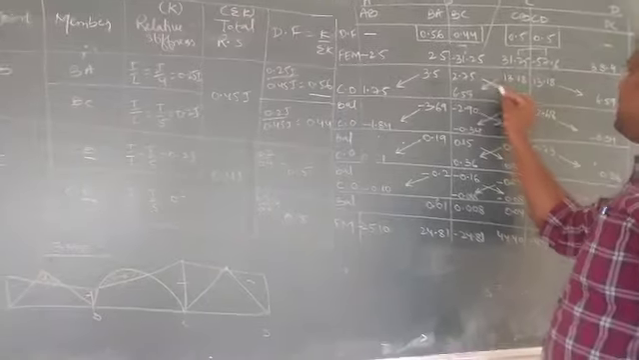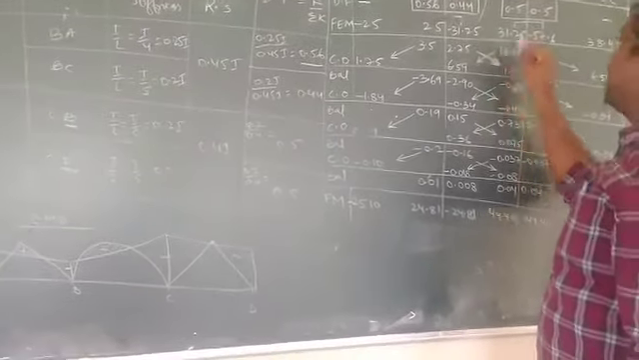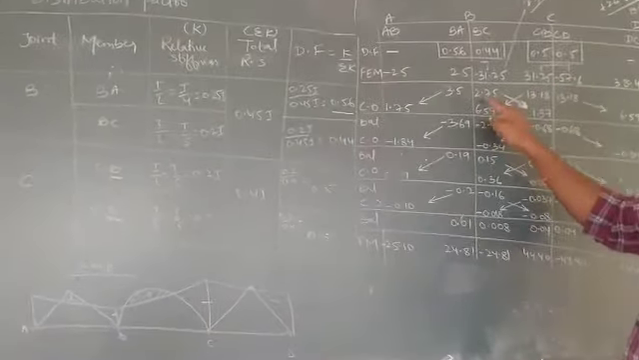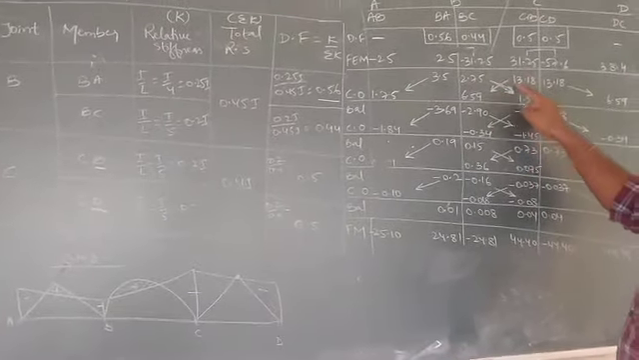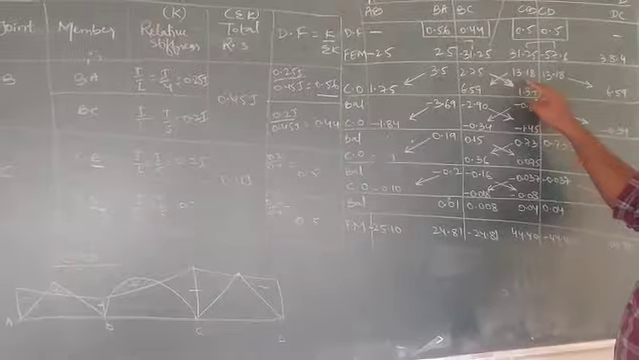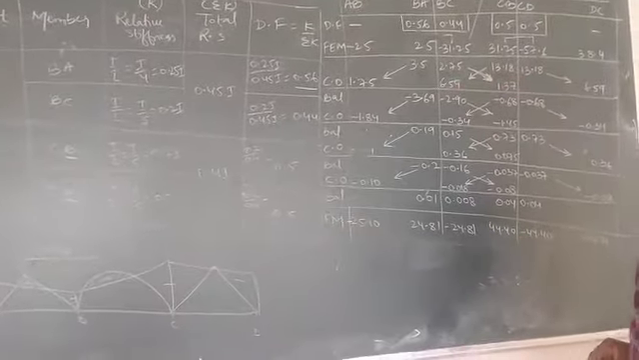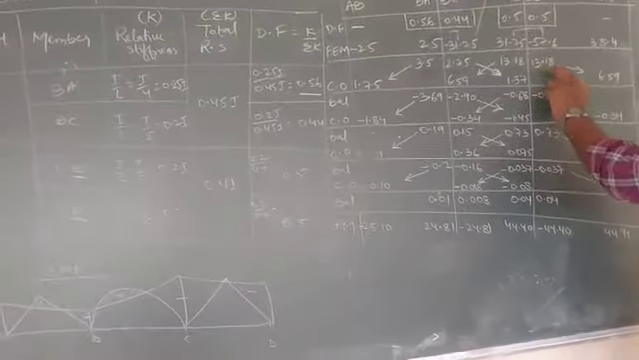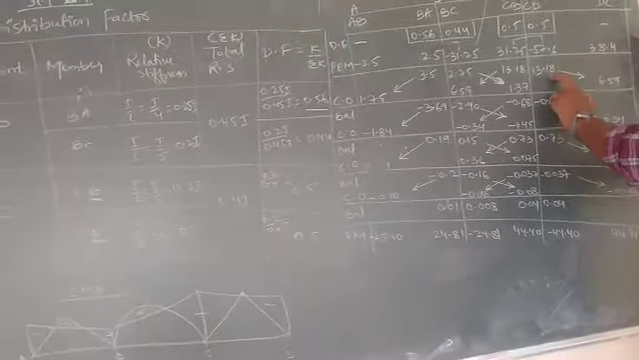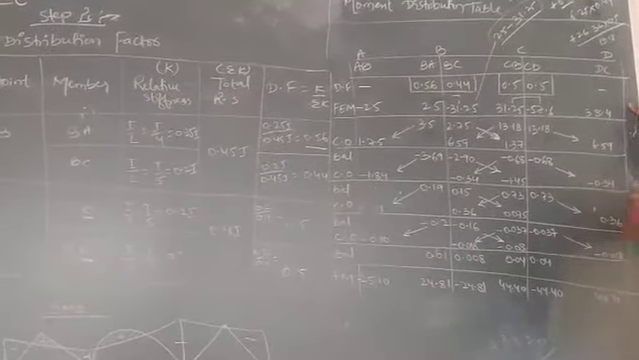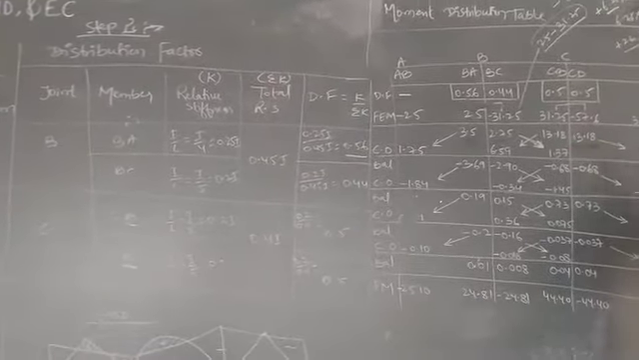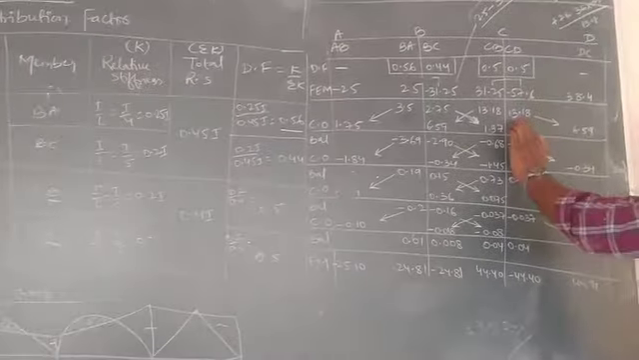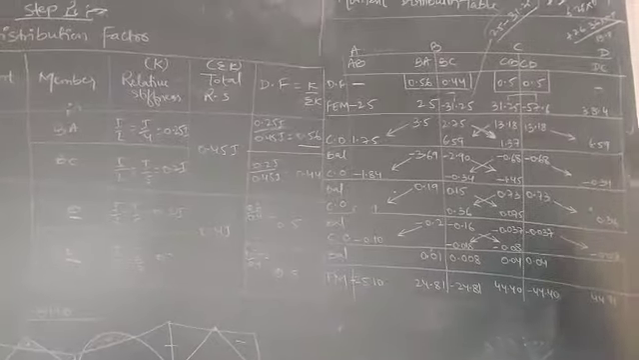When I come to B, C is an intermediate support. So 50% of 2.75 is 1.37. And 50% of 13.18 is 6.59. Support D is fixed. As I told, if the far end is fixed or continuous, half of this moment with the same sign we need to carry forward, a carry over. So 50% of this is 6.59.